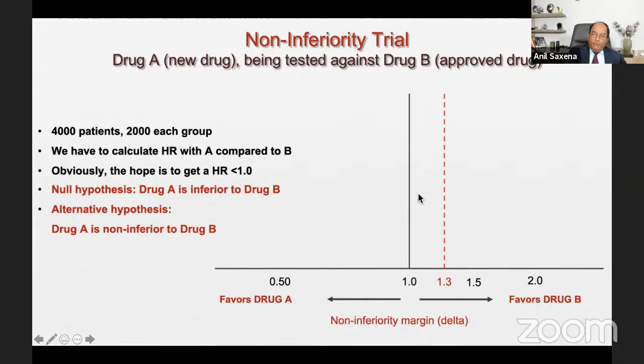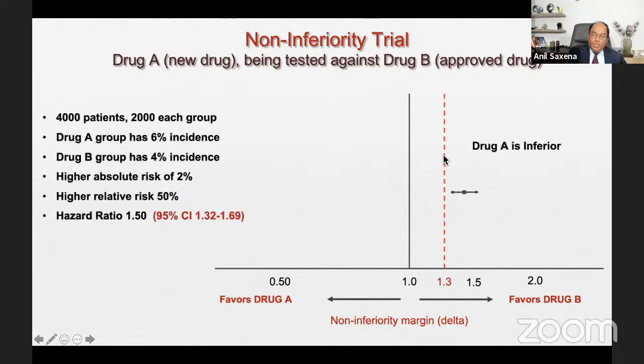Remember, if the confidence interval falls on this side or the hazard ratio falls on this side, then the drug will be inferior. So what they do is they draw a margin here. This is called the non-inferiority margin. So in addition to the line of no effect, we have another line which is called the non-inferiority line, or the delta of non-inferiority. So if you find that drug A is very, very bad, which means that the hazard ratio here is 1.5, which is falling even beyond the non-inferiority line, then it will be considered inferior.